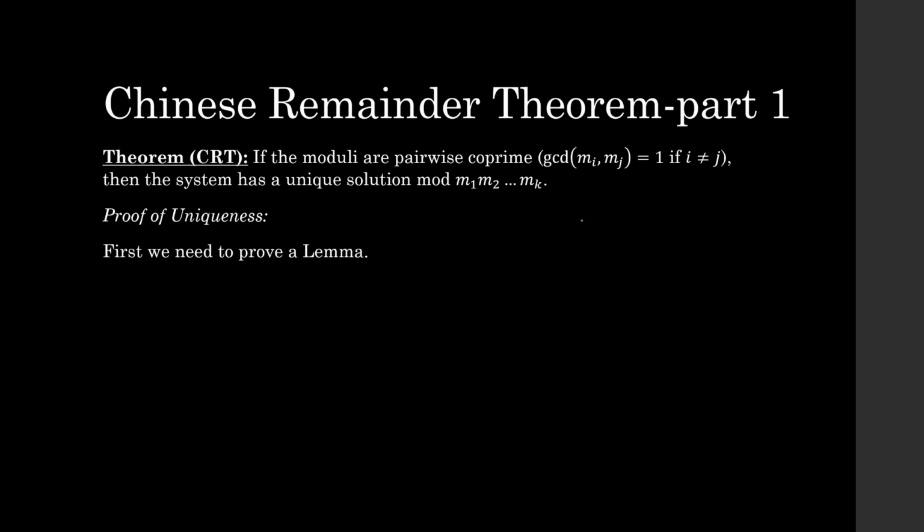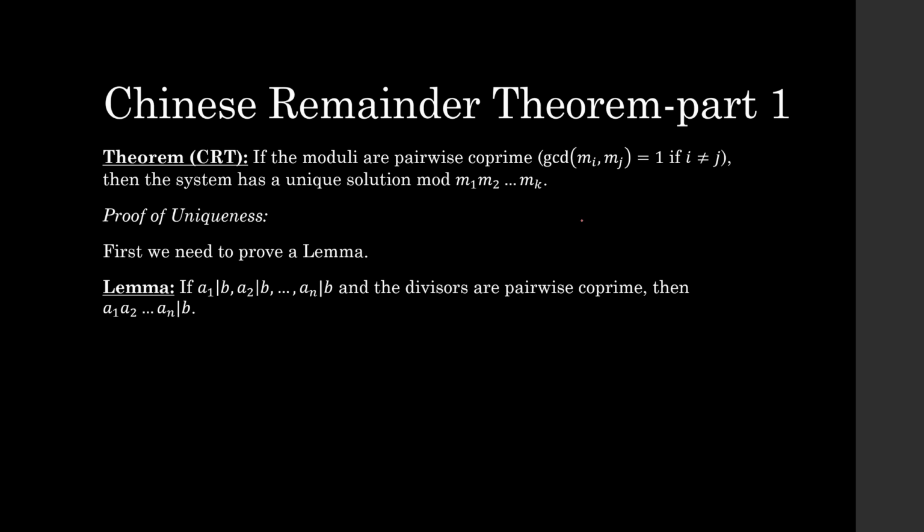So first we're going to have to prove a lemma. And the lemma is that if a1 divides b, a2 divides b, all the way to an dividing b, and those divisors are pairwise coprime, so by the divisors I mean the a's, then a1 times a2 all the way to an divides b. So just note, these a1s and a2s here are not the a1s and a2s from our system. I've just used the same symbol, just to avoid confusion.